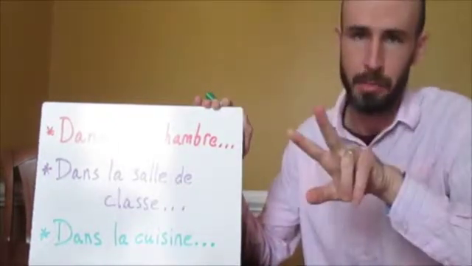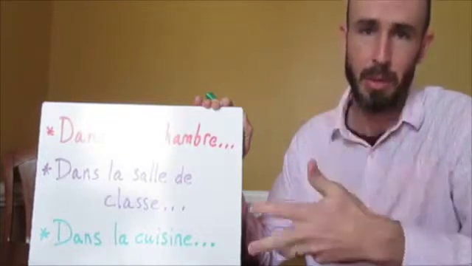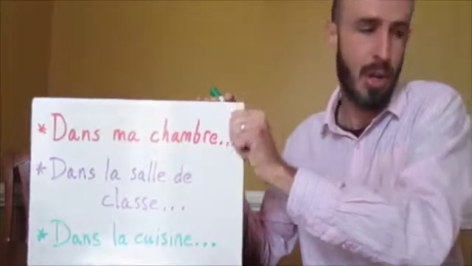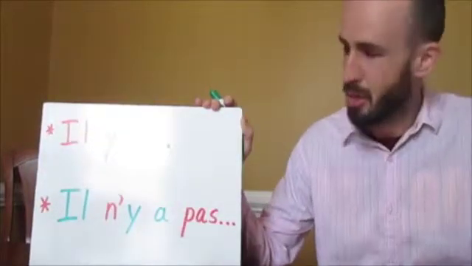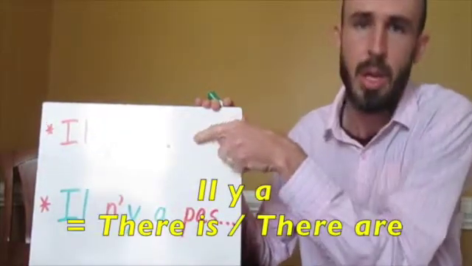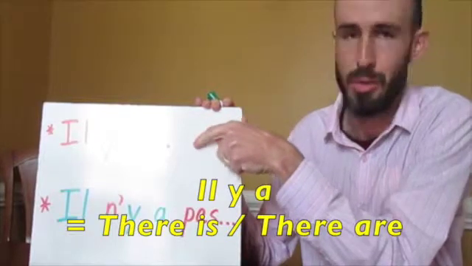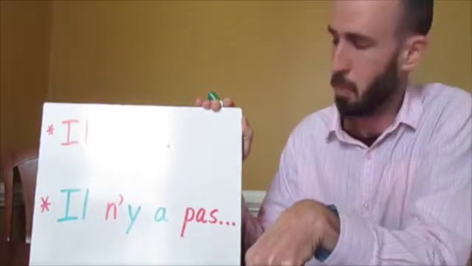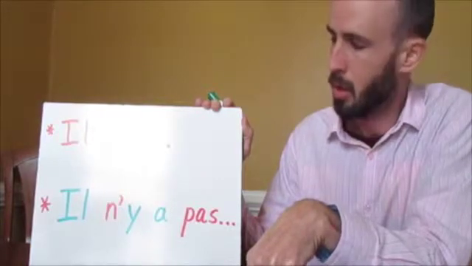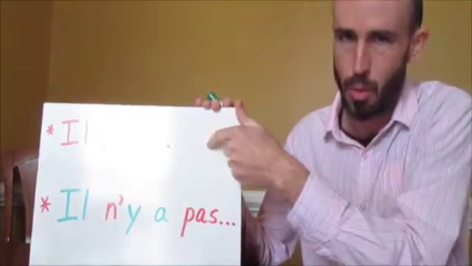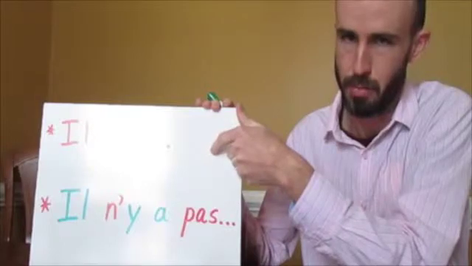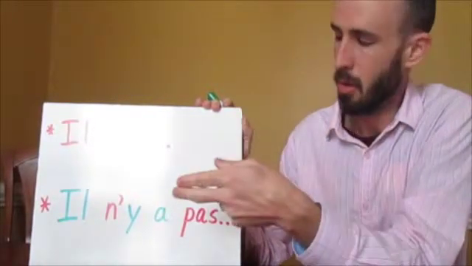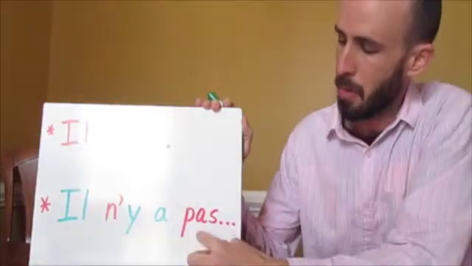Now, the second thing, to state what is found or not found in a particular place, is the very useful French expression, il y a. This can translate there is or there are in English. So you can either put a singular noun or a plural noun after this. Now, to say there is not, use ne pas.